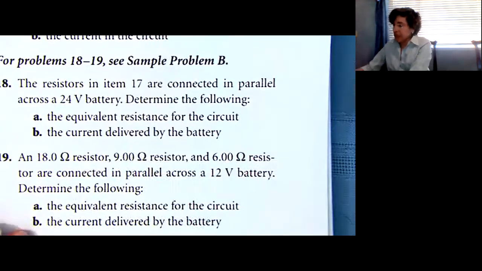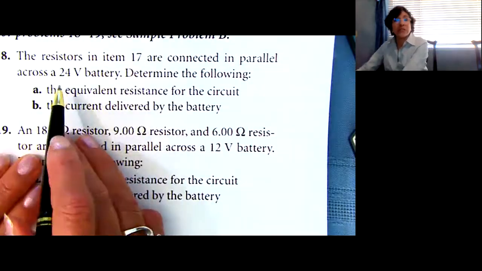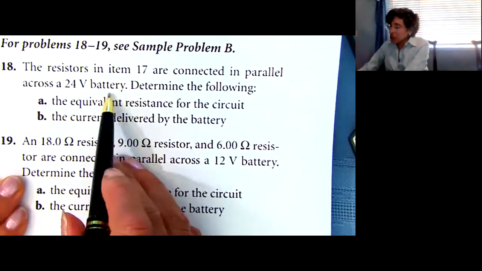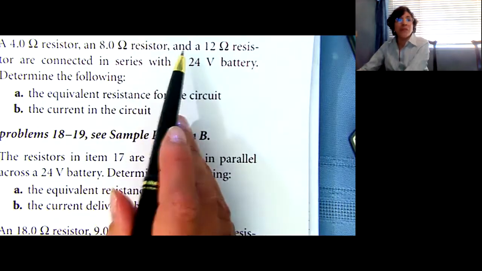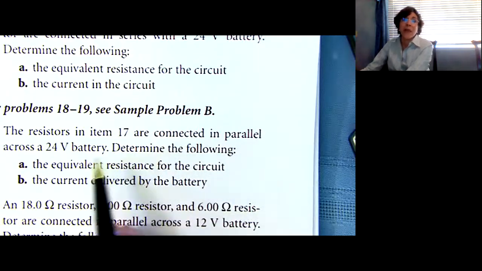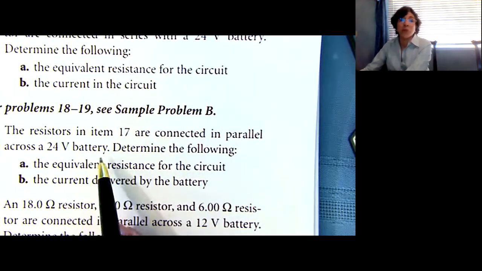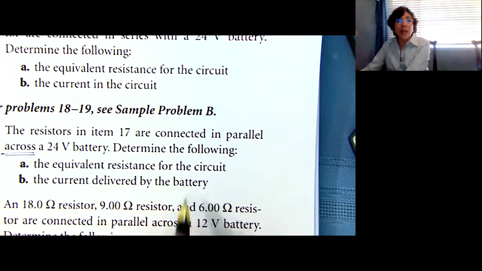First problem. Seems kind of similar. It says number 18. The resistors in item 17, the same ones from up here, the 4, 8, and 12, are connected in parallel across a 24-volt battery. Now notice how it says the word across. That's important. We want to know what's the equivalent resistance for the circuit and what's the current delivered by the battery.